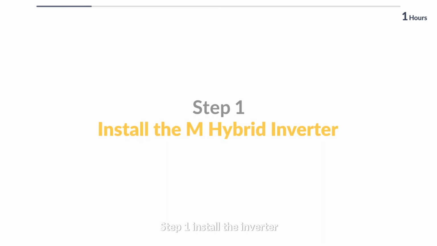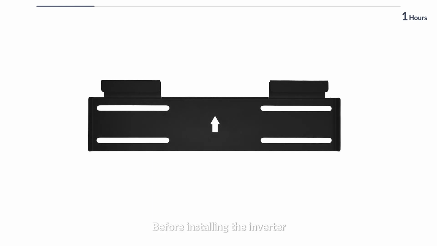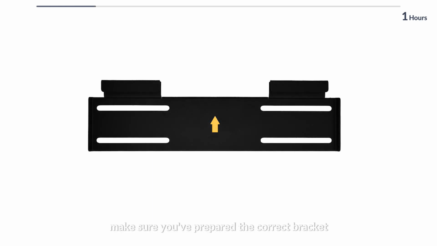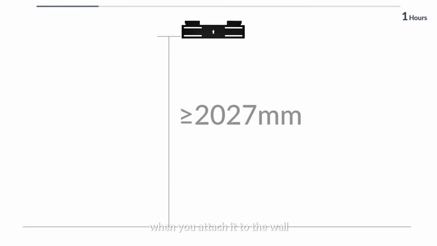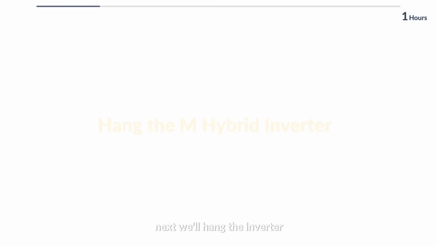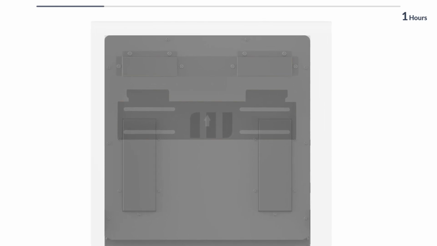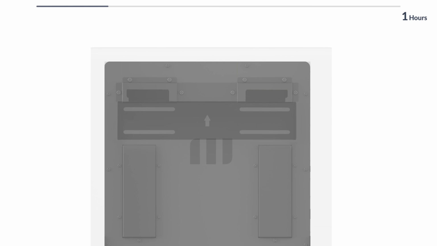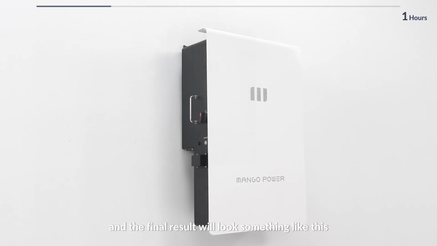Step 1. Install the inverter. Before installing the inverter, make sure you've prepared the correct bracket and the bracket is facing up when you attach it to the wall. Next, we'll hang the inverter. The inverter hangs onto the bracket just like this. And the final result will look something like this.